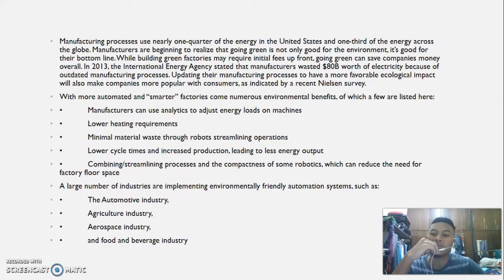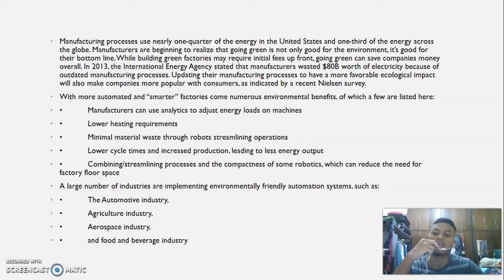With more automated and smarter factories come numerous environmental benefits, of which a few are listed here. I will tell about two only. First is lower heating requirement, and the second is minimal material waste due to robot streamlining of operations.